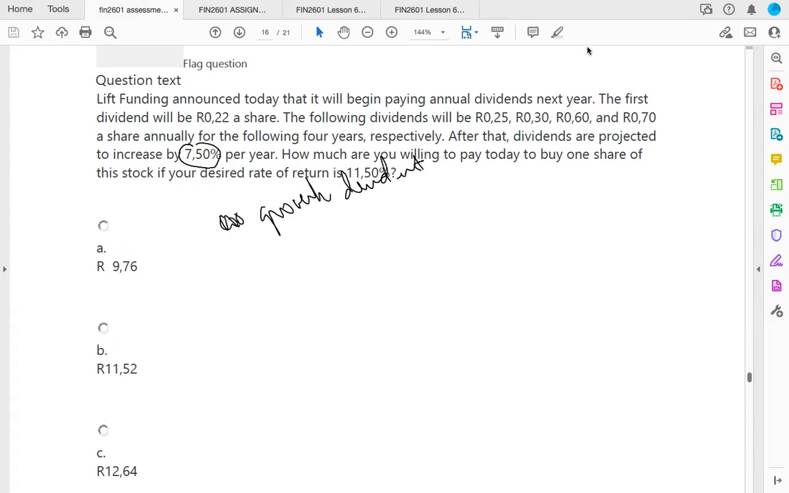Determine all your future dividends. Determine the price of the share in the year before the last dividend. Remember, this time we'll be factoring in growth, and then discount all the future dividends and the price of the share in the year before the last dividend to get your price of the share today.